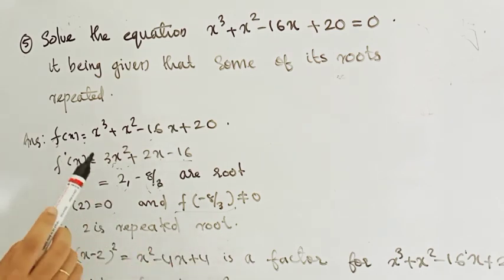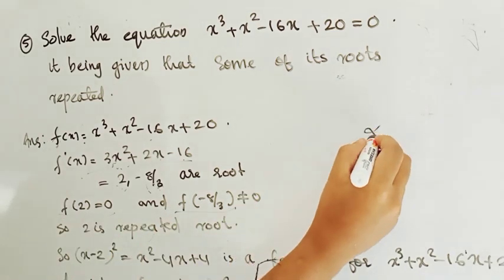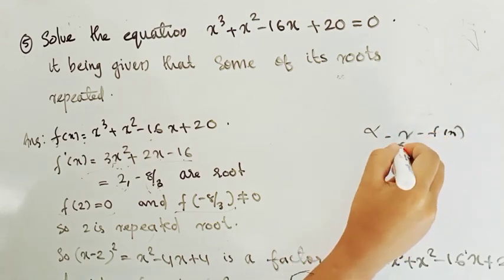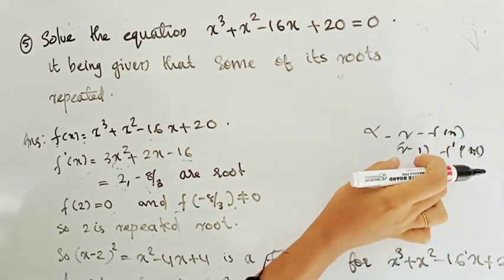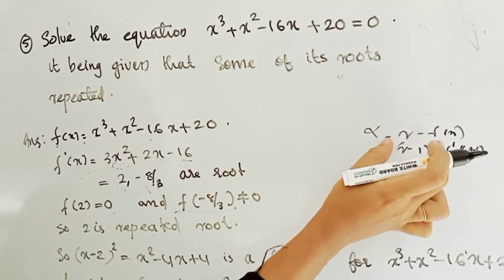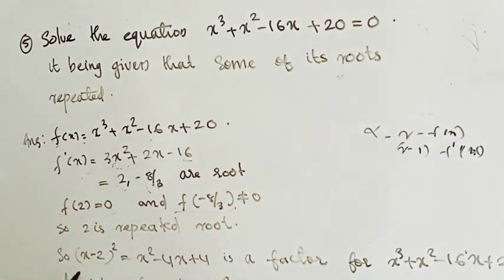So 2 is existing in f of x and f dash of x. Since 2 is existing in f dash of x for 1 time, it must exist in f of x for 2 times. Because if alpha is a root existing for r times in f of x, then it will be existing for r minus 1 times in f dash of x. Am I right? So x minus 2 a whole square. So 2 is a repeated root.